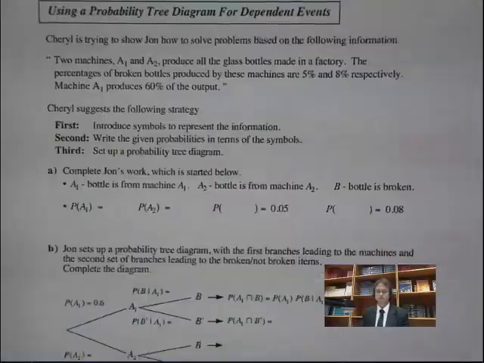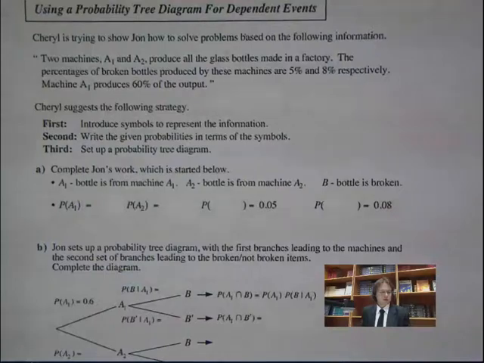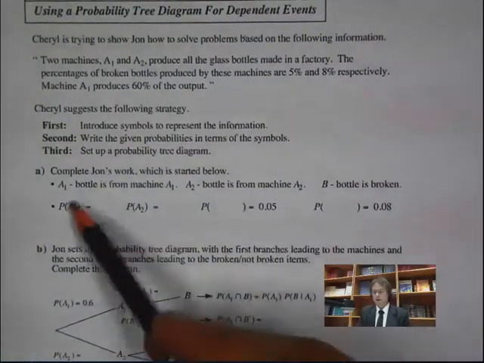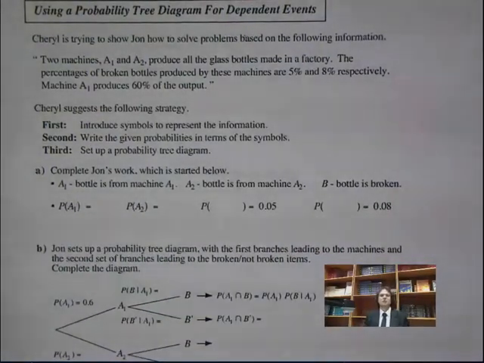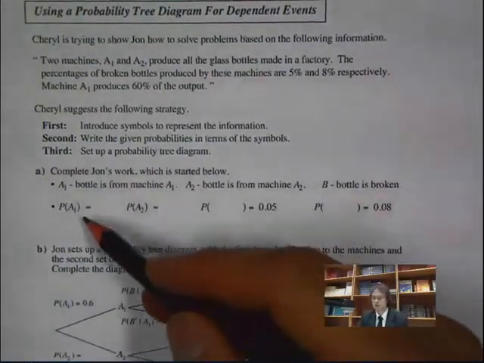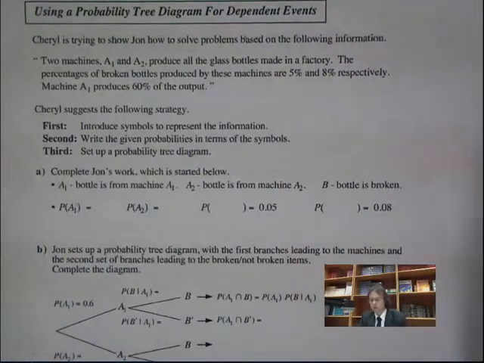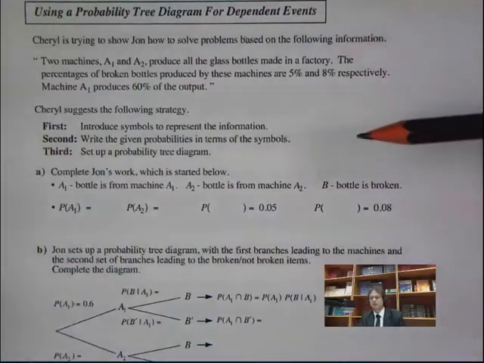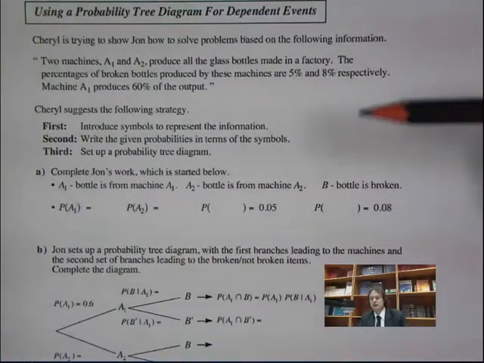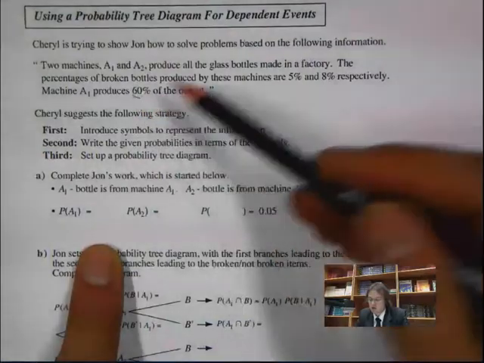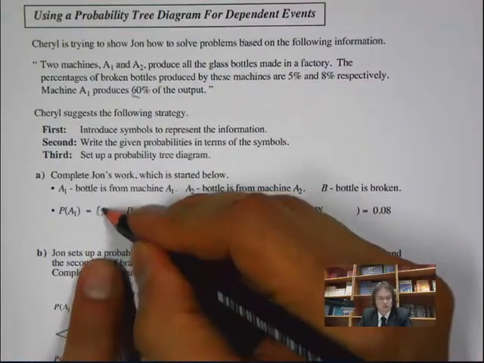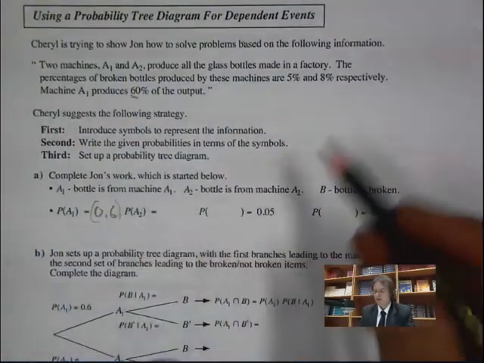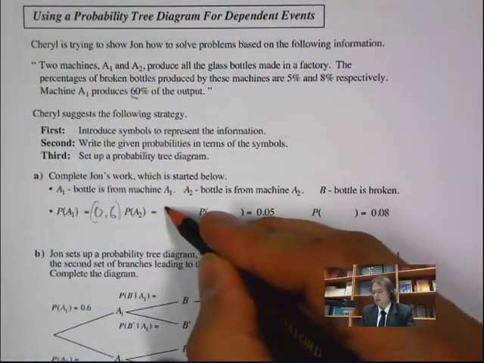So, there we go. The first part says to first introduce symbols. So we have P(A) is machine A. They're giving a step-by-step basis on how to do this. So what is the probability a bottle is from machine A? The probability that the bottle is from machine A is 60%, so that's 0.6. Then the probability that it comes from machine B is 0.4.